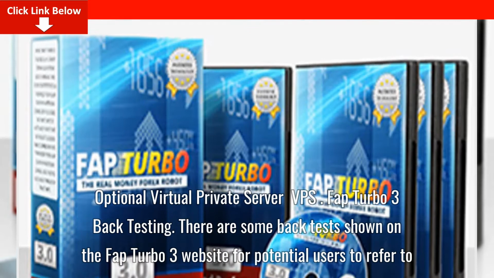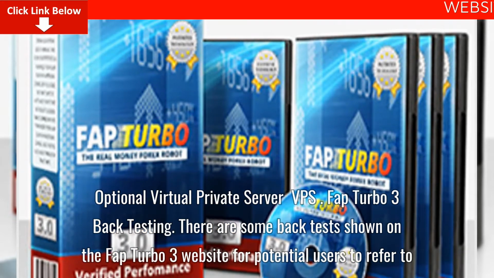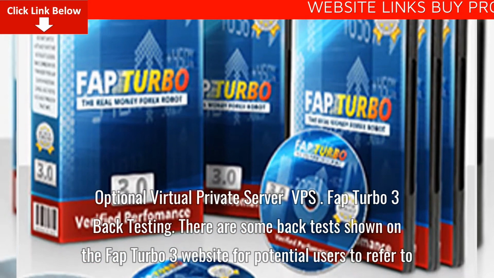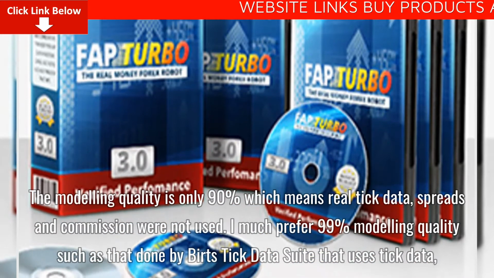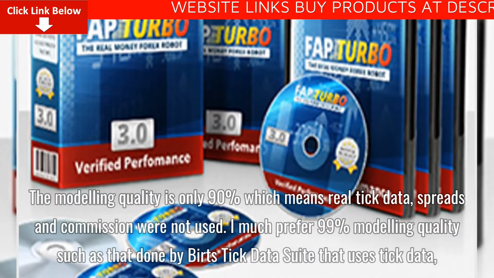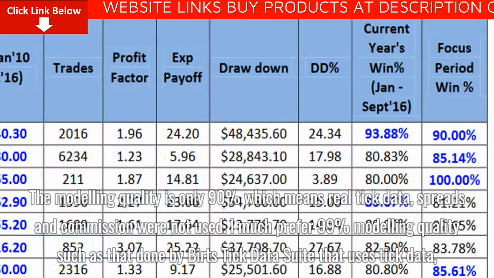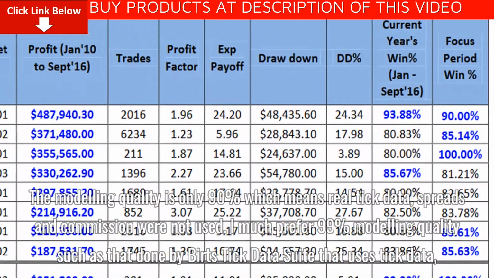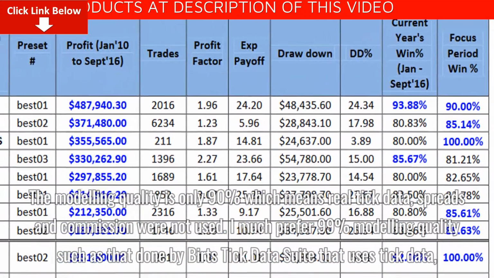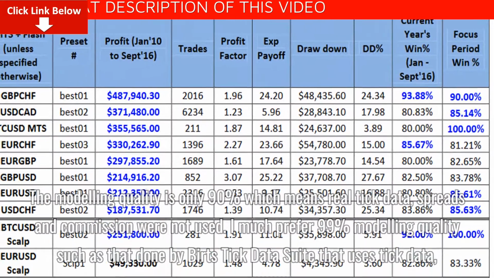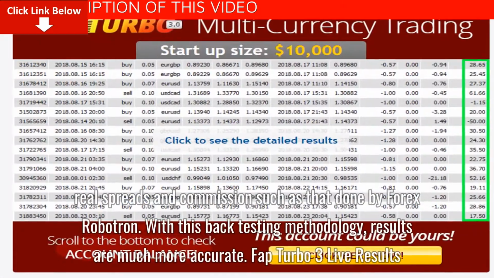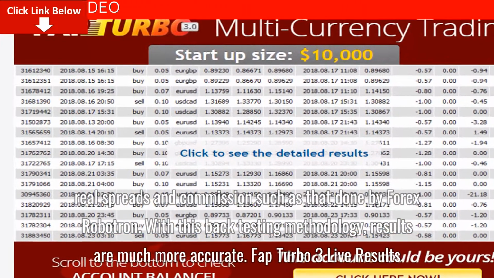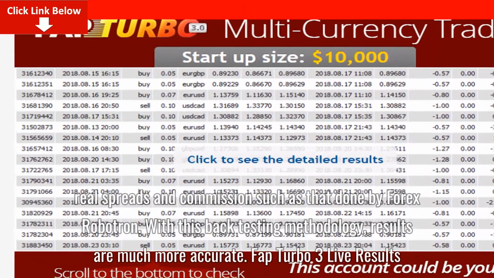Fap Turbo 3 backtesting. There are some backtests shown on the Fap Turbo 3 website for potential users to refer to. The modeling quality is only 90%, which means real tick data, spreads and commission were not used. I much prefer 99% modeling quality, such as that done by Bert's Tick Data Suite, that uses tick data, real spreads and commissions such as that done by Forex Robotron. With this backtesting methodology, results are much more accurate.